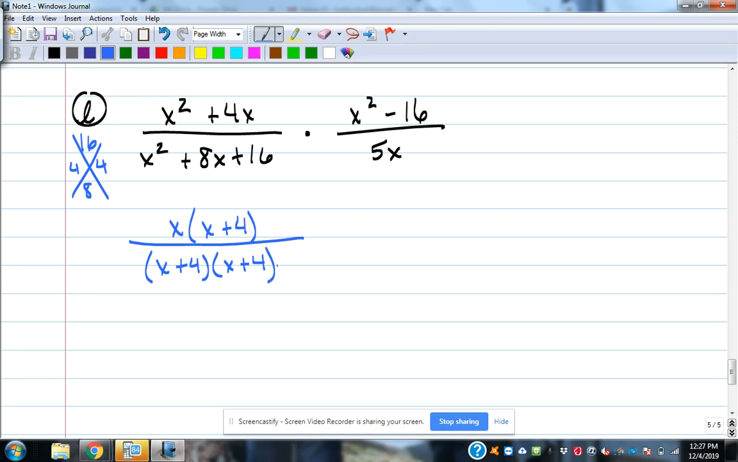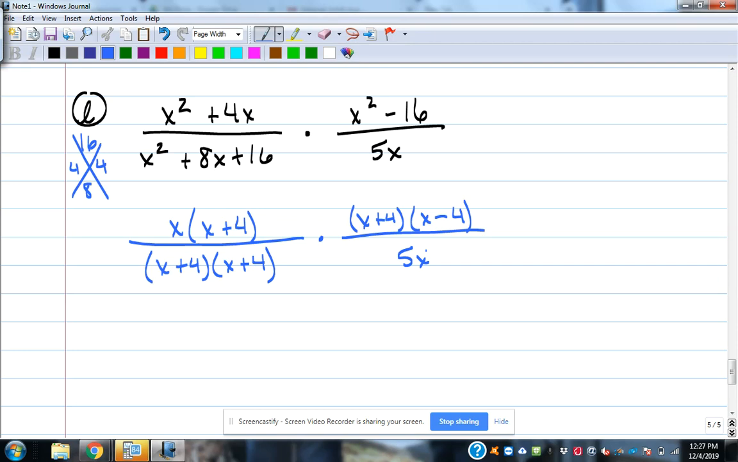And I usually will write out both of the x plus 4s, and not write it as x plus 4 squared because I know I won't do that till the very end if it shows up there. Okay, because I'm looking to cancel things. And then the second fraction, the numerator. Yeah, it's a difference of squares. So x plus 4, x minus 4, and then 5x really doesn't do anything.